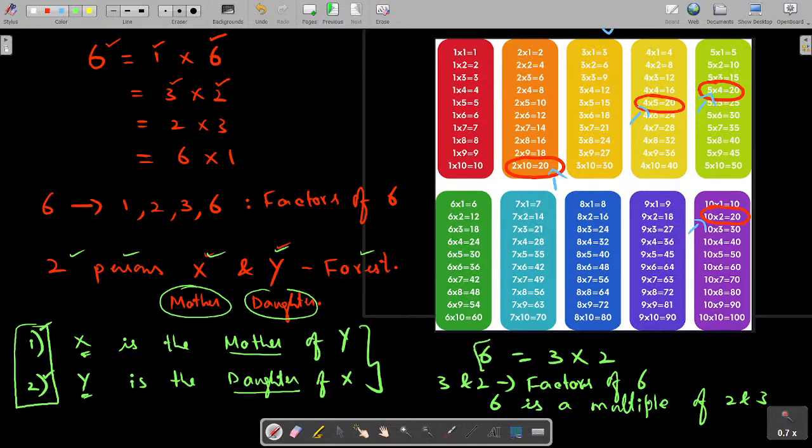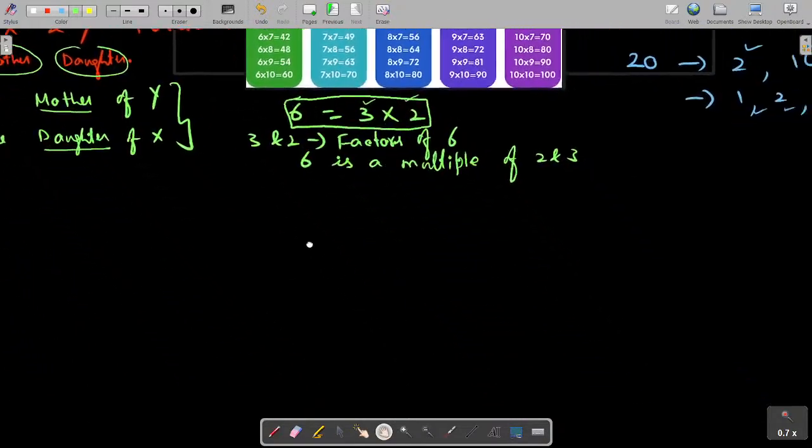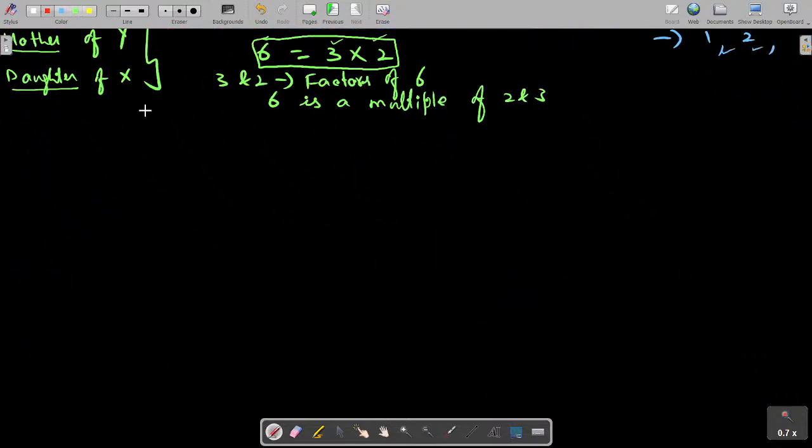Likewise, I have taken 6 is equal to 3 into 2. See, the way I express is different. If I want to talk about this 3 and 2, how do I express this 3 and 2? 3 and 2 are factors of 6. Is it okay? 3 and 2 are factors of 6.